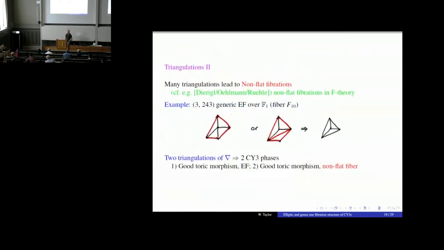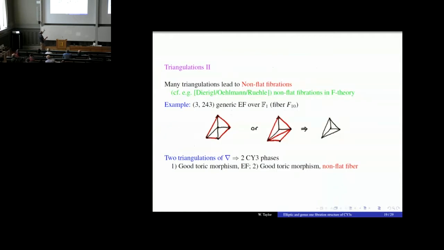In other cases, there can be triangulations which lead to so-called non-flat fibrations, where an entire divisor is crunched down to a point in the base. Such non-flat fibrations have been studied recently by various people in the F-theory context. Let's take an example. If we take the generic elliptic fibration over F1, this has Hodge numbers 3, 2, 43. In this case, there are two different Calabi Yaus that you can get by different triangulations of the 4D polytope. They project down to two different triangulations of the base. One is this and one is this. This is actually a triangulation of P2 with an extra cone.